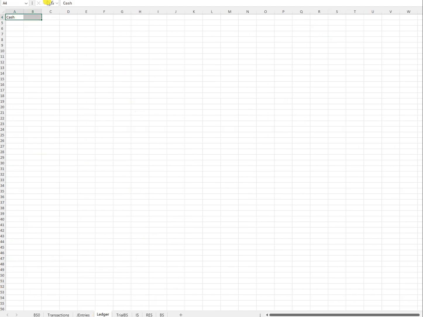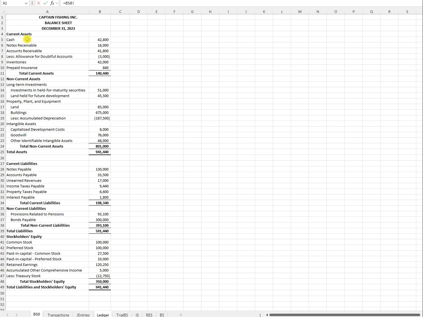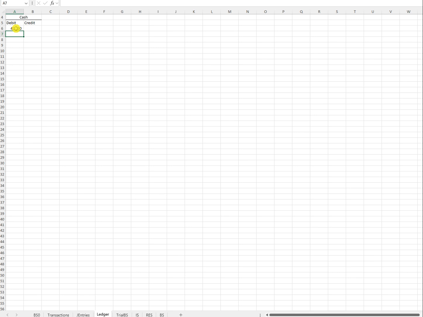For example, I'm going to build a cash T account. All here is the debit side, and I have a credit side. I'm going to start, just to show you how to start with these postings, with the debit side, which is from the previous year and becomes the beginning balance for this year. So this is the first debit.